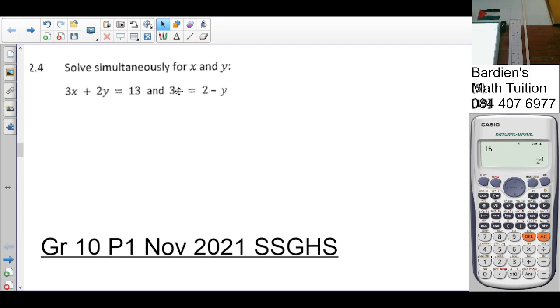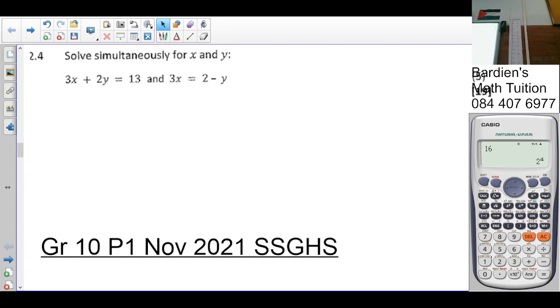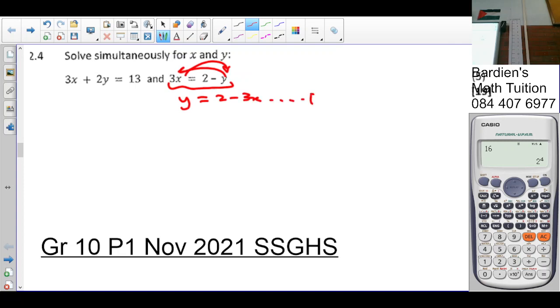Simultaneous equations. There's one of two ways I can do this, either by elimination method or substitution. I'm going to go with substitution. So of course we're going to make either x or y the subject of the formula. If you go with the first equation, we definitely will be working with fractions, which I don't want. So I'm going to work with equation 2. I take the y to the right and the 3x to the left. So y is equal to 2 minus 3x in this equation 1, and let's call this equation 2.